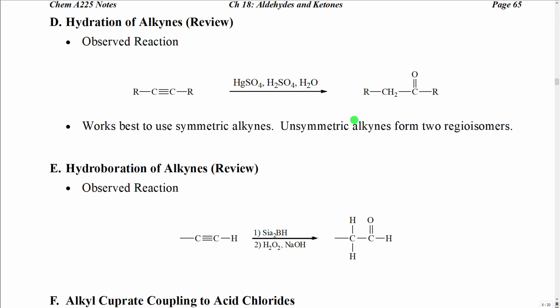In general, this works best with symmetric alkynes because we have no control over which carbon will get the C double bond O. And so therefore, if the two carbon groups are different, you will get constitutional isomer products. The one exception to this is when we have a hydrogen on one end of the alkyne, and in that case, this follows Markovnikov's rule. We get two hydrogens on the carbon that already had a hydrogen, and then we get a double bond O on carbon 2. So we can specifically put the carbon double bond O at carbon 2 of the chain.